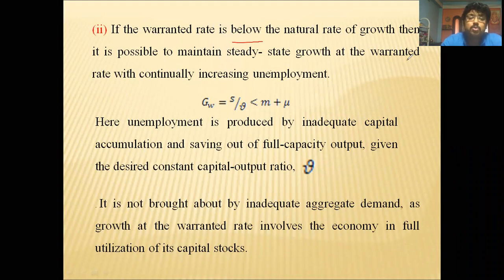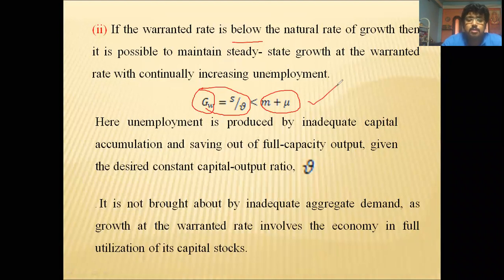With continually increasing unemployment. What is this? This is the warranted rate of growth, GW, which is less than the natural rate of growth. If it is less than the natural rate of growth, the economy could grow only at the warranted rate, and in excess of that quantity there is increasing unemployment.